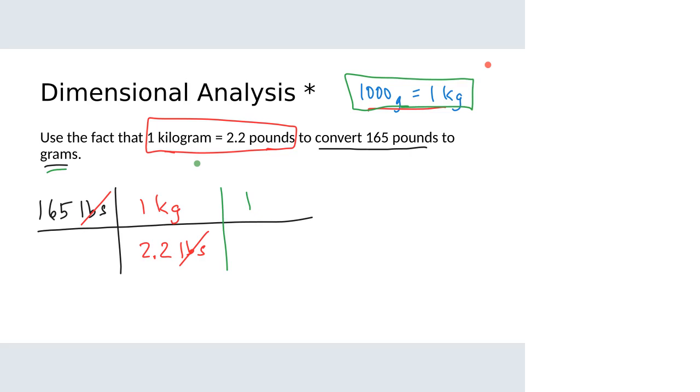So rather than put the 1 kilogram on top, I'll put that 1 kilogram on the bottom and the 1,000 grams on the top. These cancel. And let's see, I was supposed to convert pounds to grams, and grams is what I've got. So I don't need to do any more unit fractions.